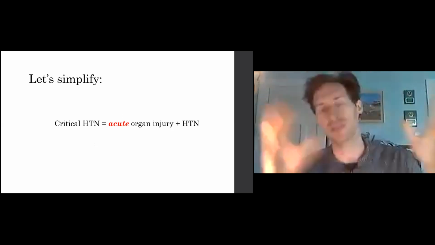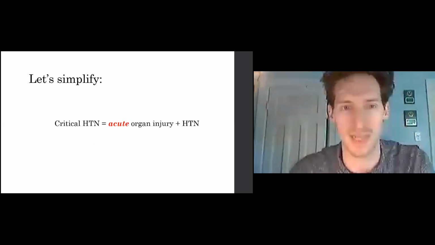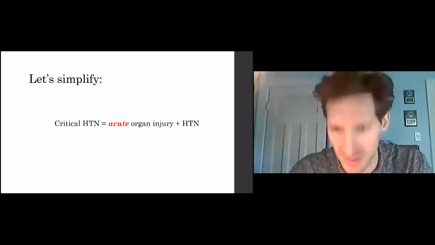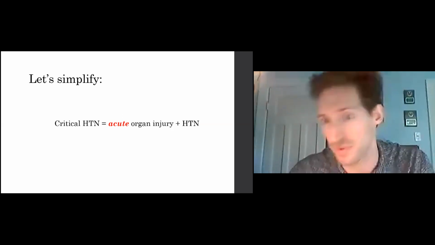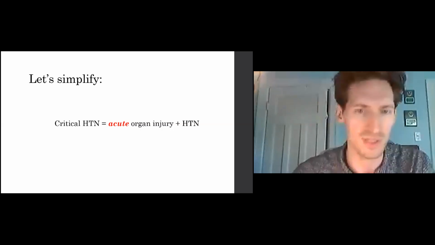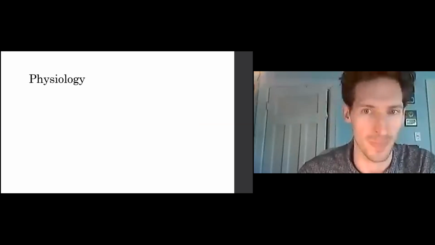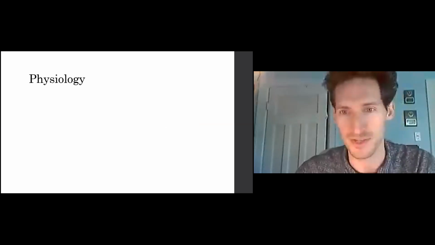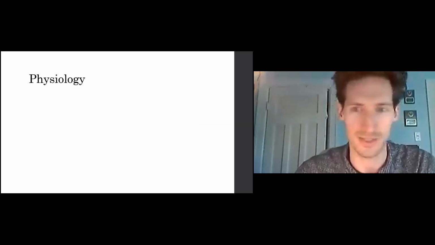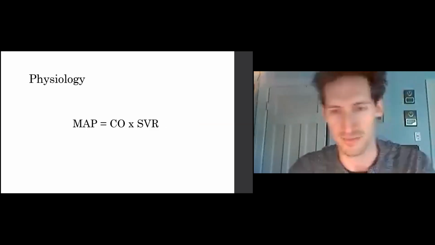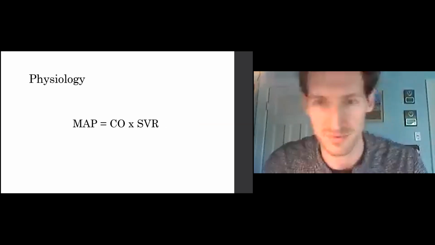What I'm trying to simplify this concept to is that there is an organ that is suffering and the hypertension is associated with it, and we need to deal with it. It's causing harm. So let's move forward to physiology. I'm in ICU. I have to add an equation because that's what we do. We just make a lot of things boring.